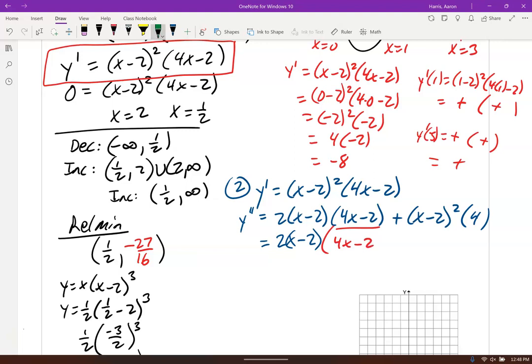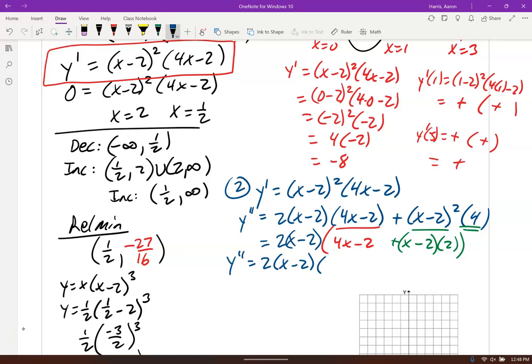And then over here, I'm left with one of these x minus 2s. And I'm left with 2 from that because I took 2 out front. So x minus 2 and 2 in that term, right? Because I factored out 2(x minus 2) from both of those. So y double prime equals 2(x minus 2).